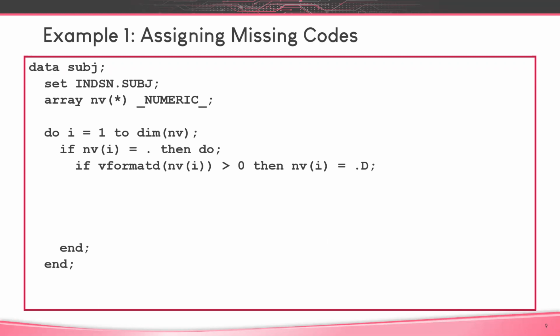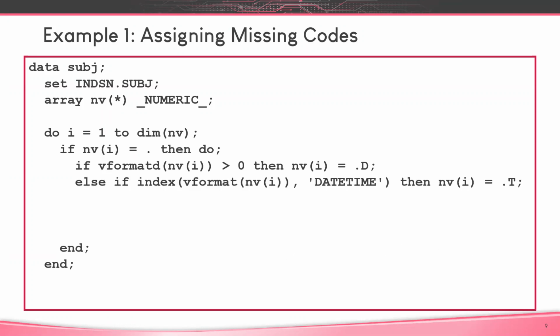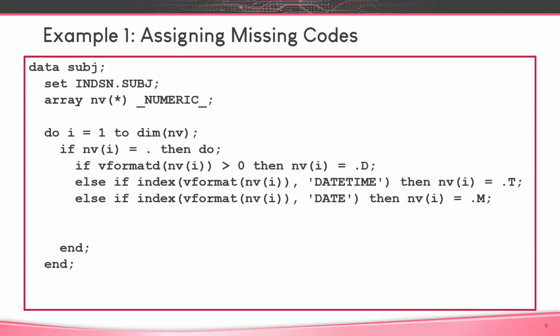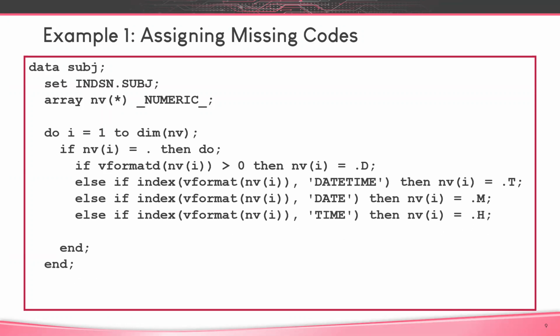So we're going to look at vformatd to see if there is a decimal in the format. It's going to look at that format sitting behind it, at the metadata, and say, is this associated with an 8.1 or an 8.2? And if it does indicate that there is a decimal, it's going to assign it a .d. It then looks at vformat to see if there is a datetime format attached to it. If it is, it assigns it the .t. If it's just the date format, it's a .m. If it's a time format, it's a .h. Otherwise, everything is just going to get set to a .z.